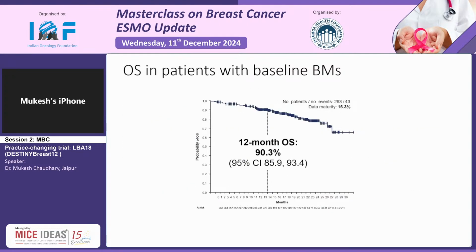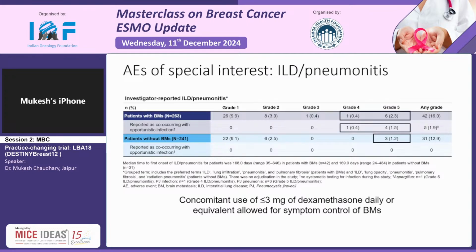The overall survival in brain mets patients at 12 months is 90%, which is quite significant. The most common adverse events of TDXD are nausea, fatigue, and constipation, but the most common grade 3 adverse event is neutropenia. Of special interest is pneumonitis, which is the most common adverse event leading to discontinuation of this drug.